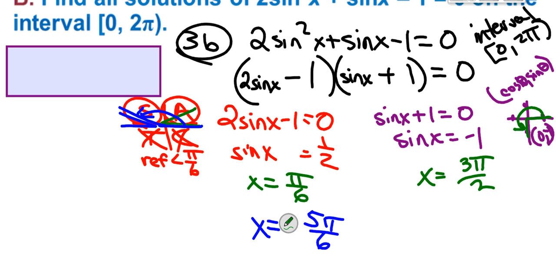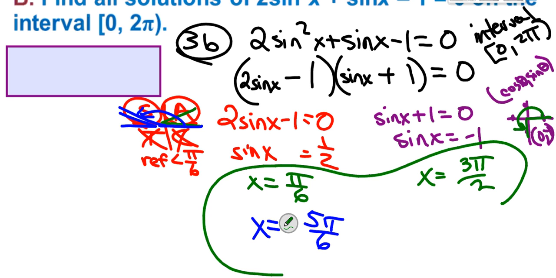Occasionally, just to let you know, you'll get the same answers. Do you know what I mean? You'll get repeated answers as you go through that. So just be aware of that as you go. So we should have gotten pi over 6, 5 pi over 6, and 3 pi over 2. So I'm just going to put a circle around that. And those are our solutions for that problem. And that's essentially what we do.